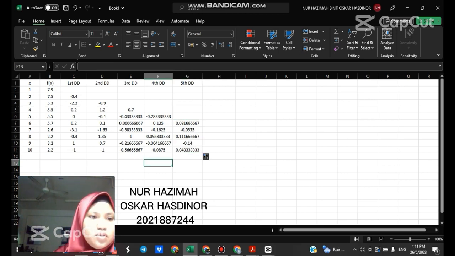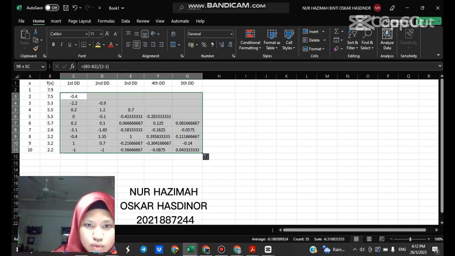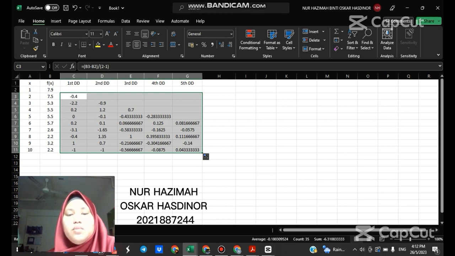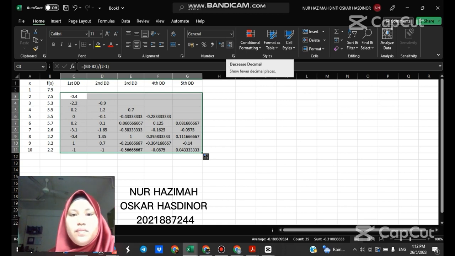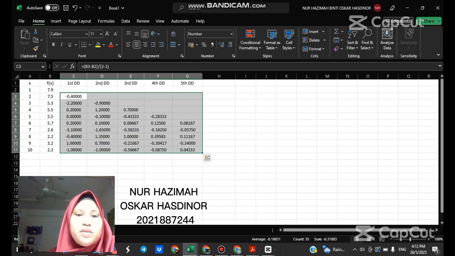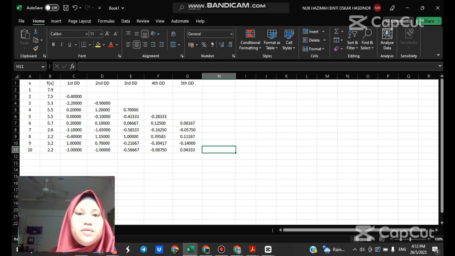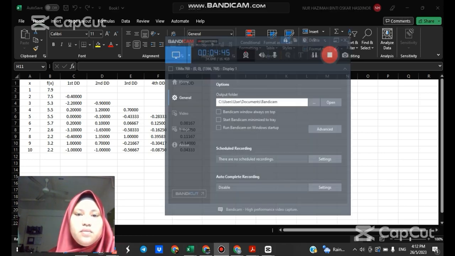Now I have filled in all the values. Now I will adjust the decimal places so that it has a uniform five decimal places. So I will adjust it to 2, 3, 4, and 5. Now we have the table for the Newton finite divided difference up to the fifth order.